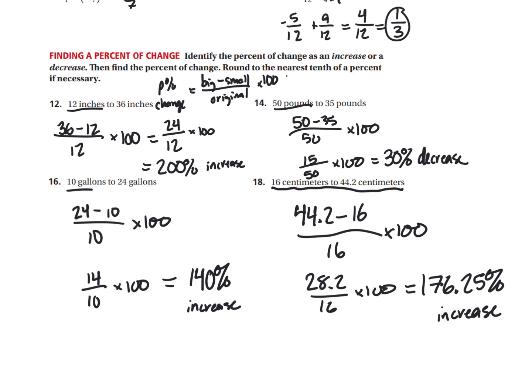Alright, last thing right here, it says round to the nearest tenth. So for this one right here, I would have to change it a little bit. Rounding to the nearest tenth would be this.